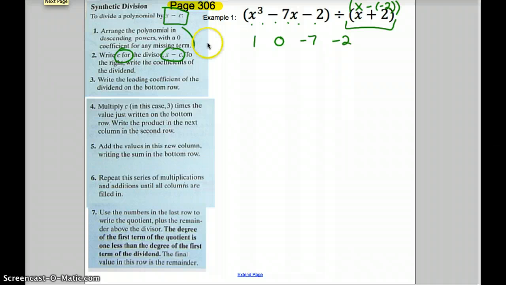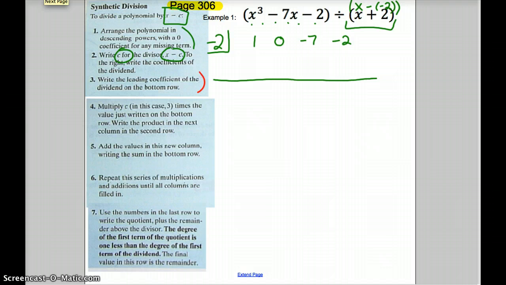So we're actually going to use negative 2 in our corner here, and we're dividing everything out by negative 2. That's really important, or you'll get the wrong results here. We'll draw our line to represent our equal sign, and then we'll start the process. Okay, so we did this. We did the leading coefficient of the dividend on the bottom row, and we wrote the coefficients of the dividend.